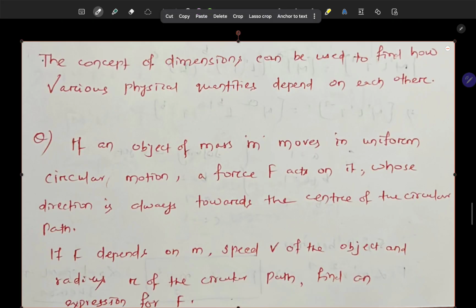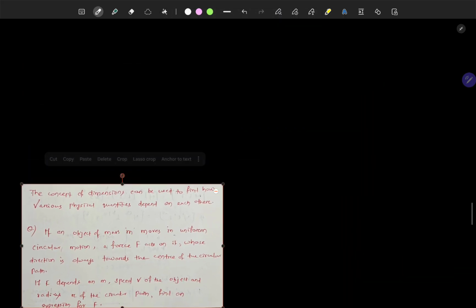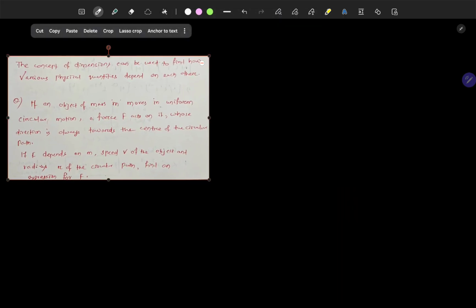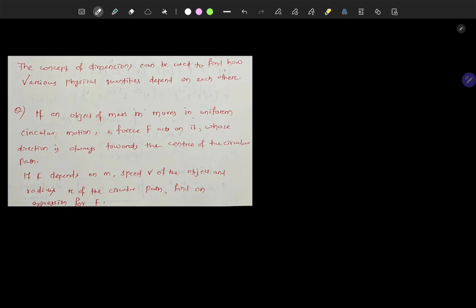That is our fourth application. Okay, let's discuss. Yes, so here is our fourth application. In the fourth application, from the given data, you have to find the mathematical relation between the different variable quantities. So the concept of dimensions can be used to find how various physical quantities depend upon each other.